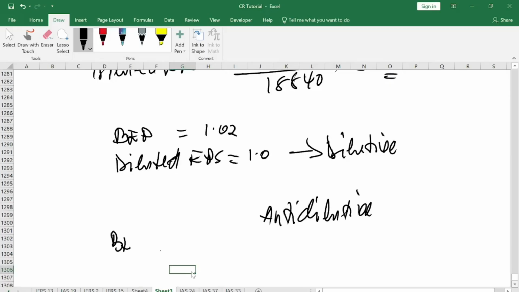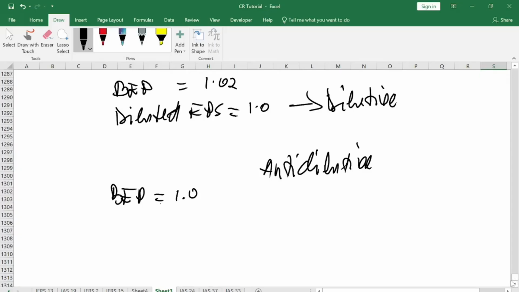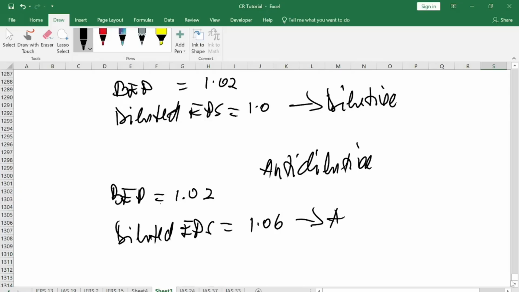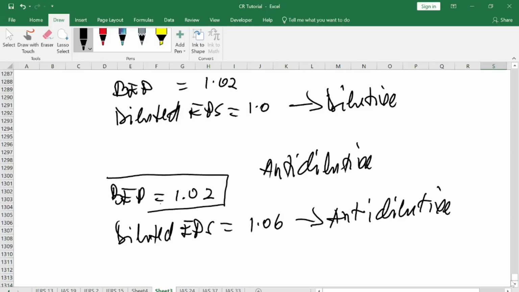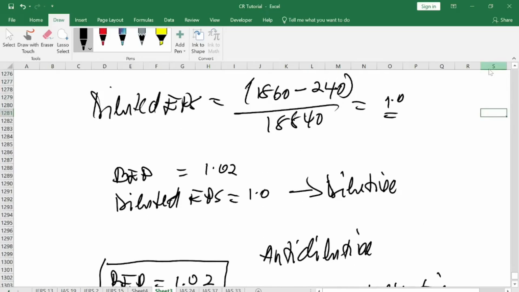If it is dilutive, we will report this in the financials. But if the diluted earning per share is more than the basic earning per share, then they will report the basic earning per share in their books. For example, if your basic earning per share is 1.02 and your diluted earning per share is 1.06, clearly dilution is more than the basic earning per share. So we call this anti-dilutive. We will not use this one in our financials. They will still rely on the basic. But in this instance, this is dilutive, so this is what they are going to report in their financials.